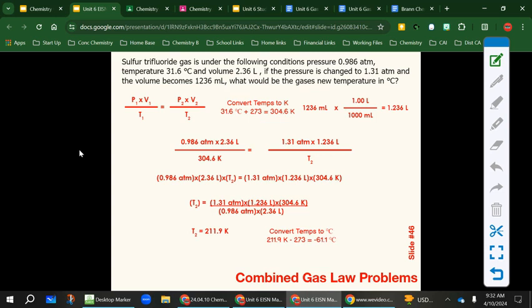To get into Celsius, we subtract 273, giving us a negative temperature of 61.1 degrees Celsius. I thought you couldn't have a negative temperature. When it's Celsius, you can. When it's Kelvin, you cannot. Questions?